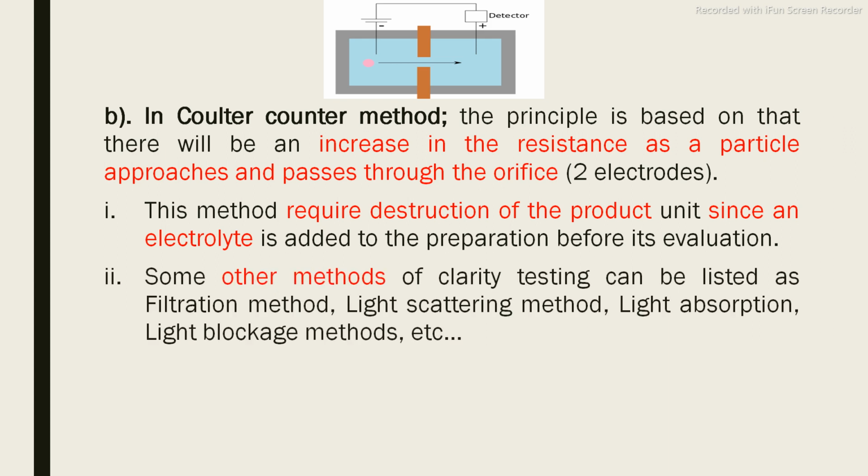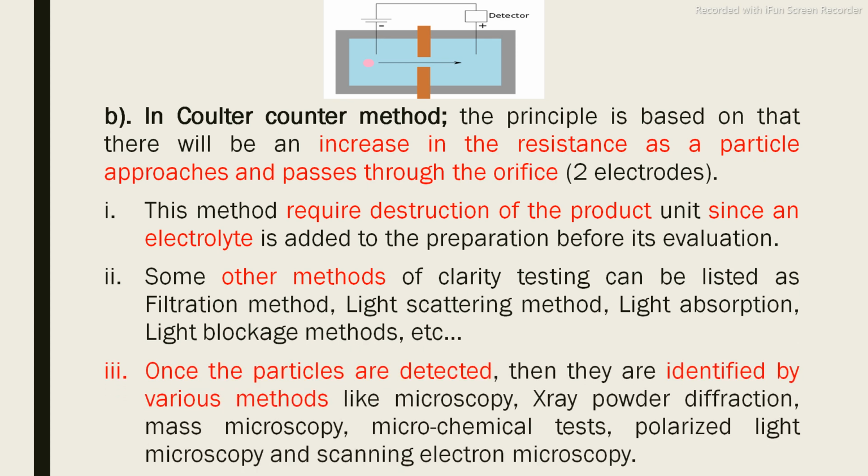Some other methods are also useful for clarity testing, and these are the filtration method, scattering method, light absorption, and light blockage methods. Once the particles are detected, then they are identified by various methods like microscopy, X-ray powder diffraction, mass microscopy, microchemical test, polarized light microscopy, and scanning electron microscopy. So in this way we can detect the particles by using the counter method.